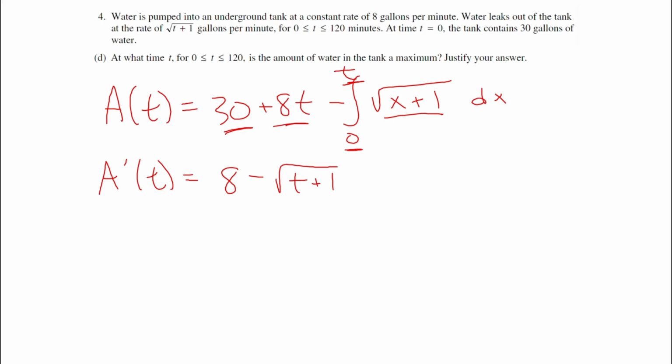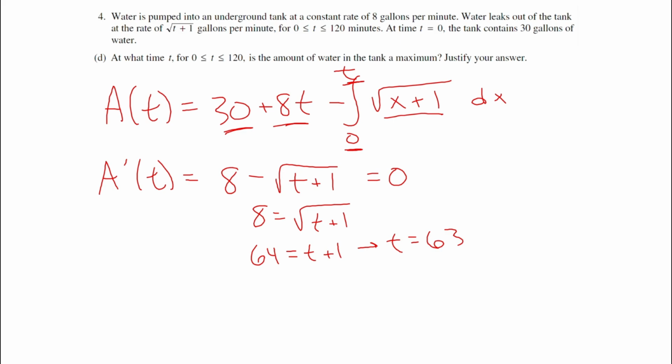So we want to know when, first of all, does this equal 0? That's the only possibility of when we could have a max or a min. Well, just solve for t. We'll get 8 equals root t plus 1, square both sides. 64 is t plus 1, or t is 63. So our derivative equals 0 at 63. So that could be a max, or it could be a min, dependent on the values at 0 and 120.